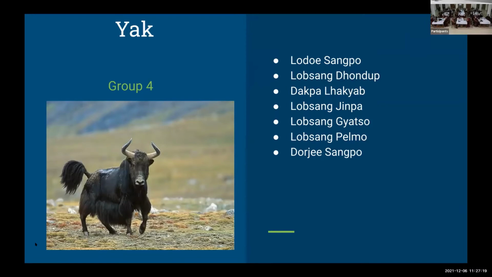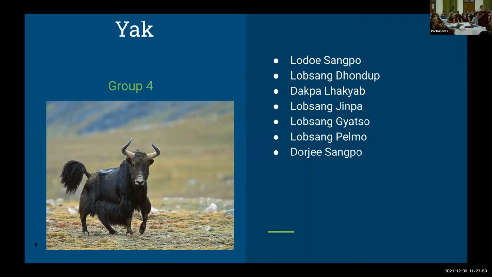So our group name is Yak group. In our group we have Geshe Lotus Sambula from Changzi Monastery, and Lobsang Dundrop, and Dapal Hagyap, Lobsang Chimba, and Lobsang Gyatso, and from Shelzi Monastery, Dochi Sambula, a graduate science teacher. And my name is Lobsang Bemo. I'm from Chanju Chuli Nunnery.